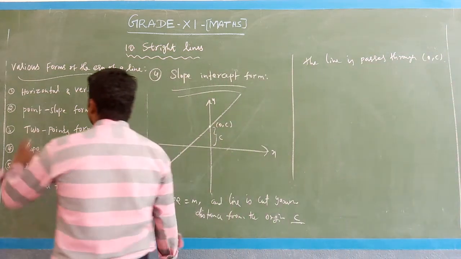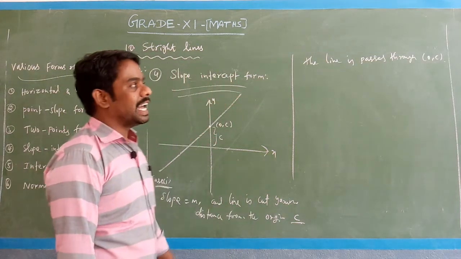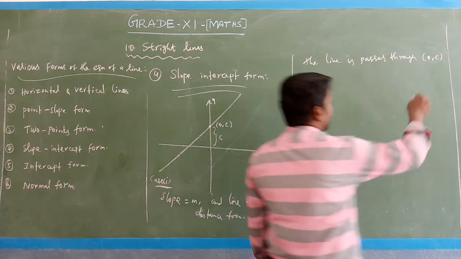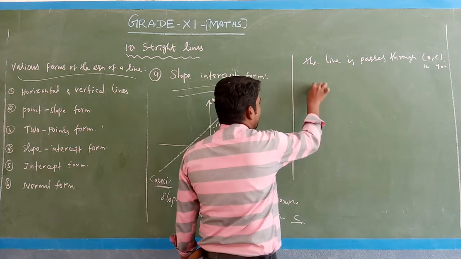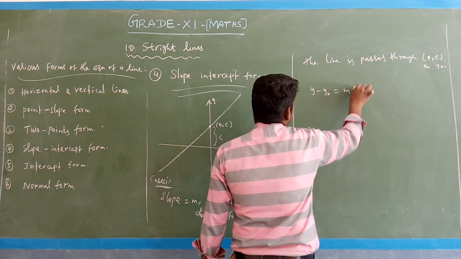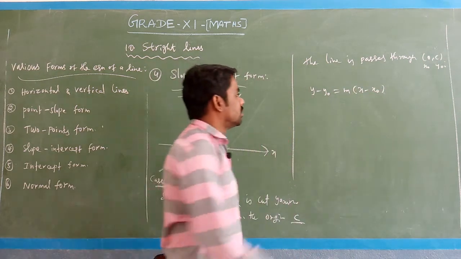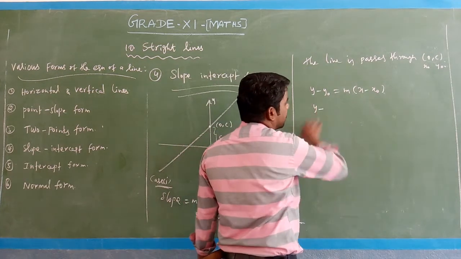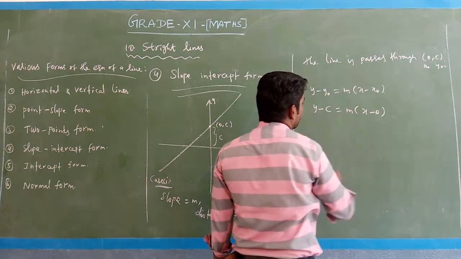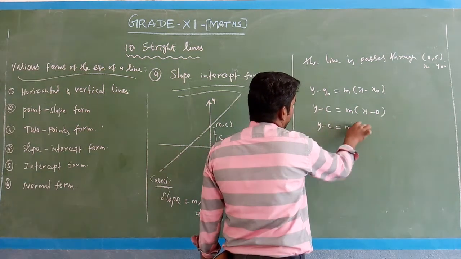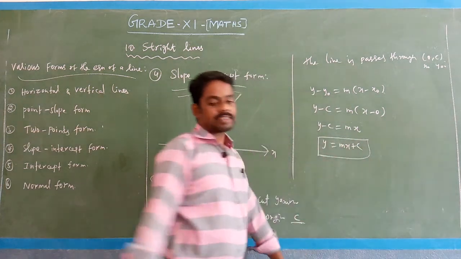You know the point slope form: y minus y naught is equal to m times x minus x naught, where this point is x naught, y naught. Here x naught, y naught is 0 comma c. Substituting, y minus c is equal to m times x minus 0, so y minus c equals mx. So y equals mx plus c.